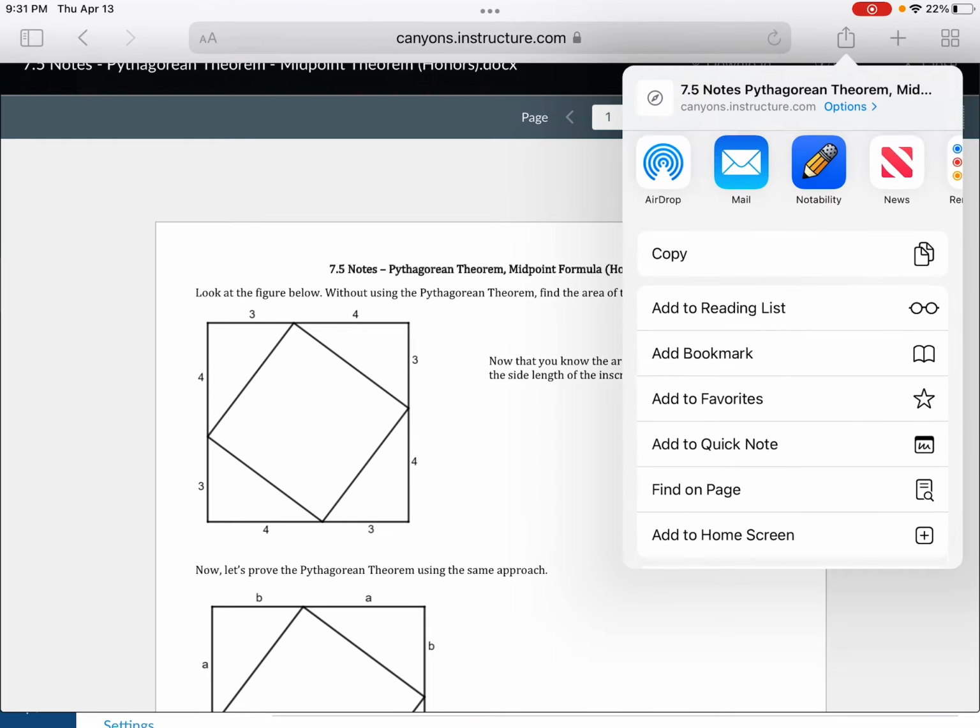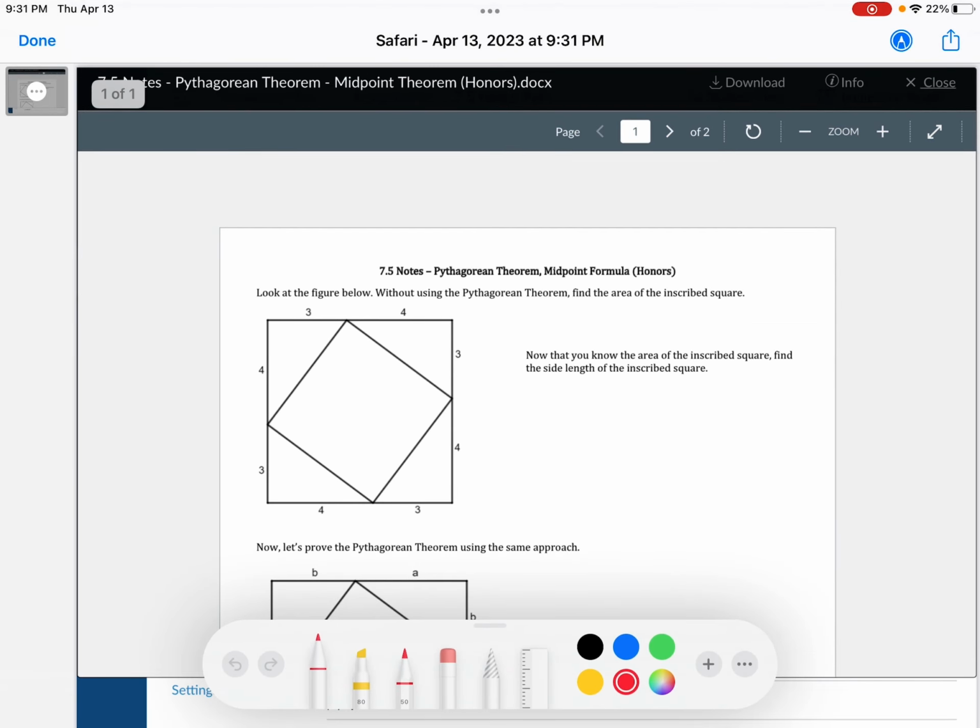Let's mark this up here, and let's start with this fun problem. We're looking at this figure, and without using the Pythagorean theorem, we're going to find the area of the inscribed square. So this is the inscribed square, and we have to find the area of that.